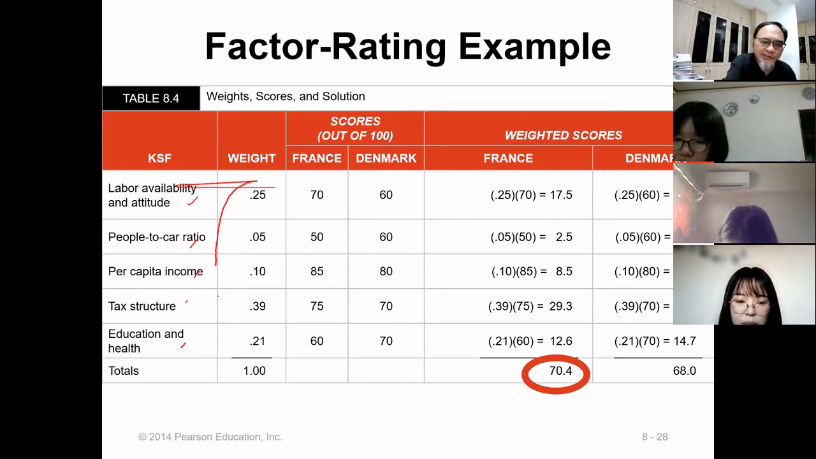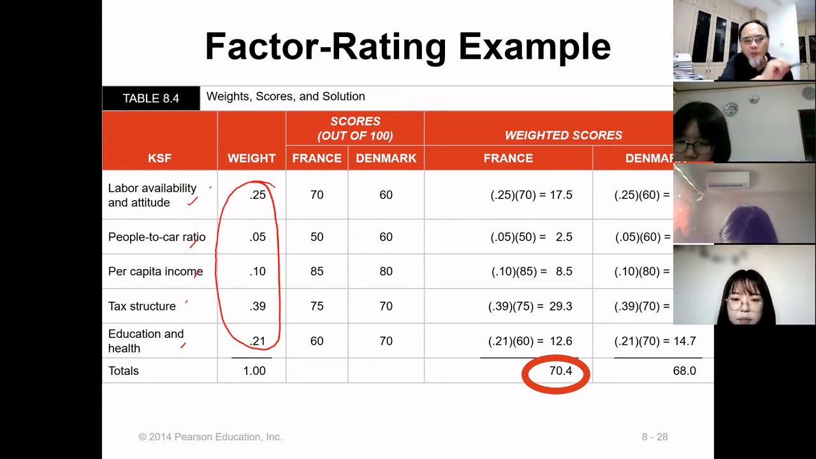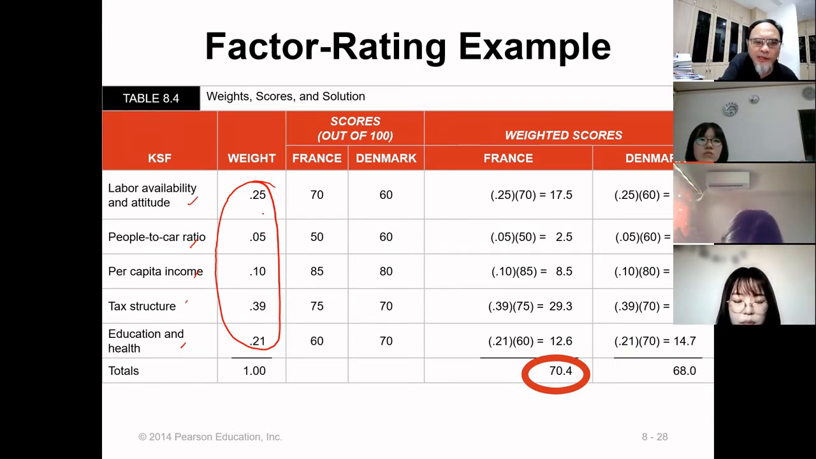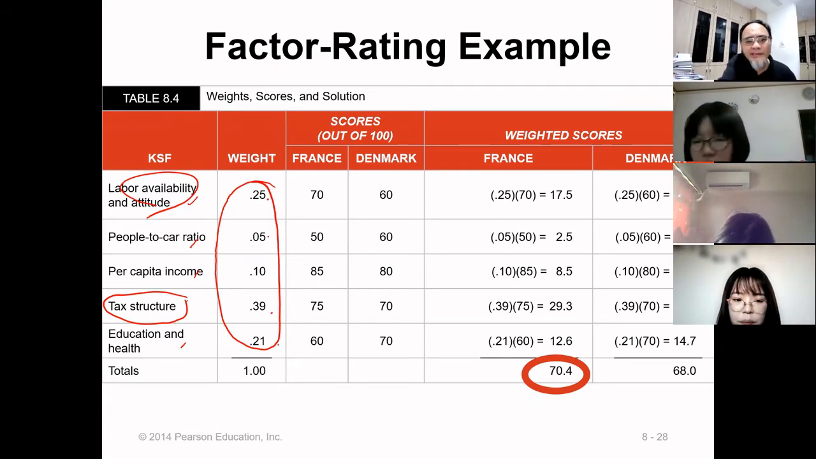This is what I said just now, the weights. If you look at it, it is very detailed, 0.39, 0.21, and they have a method of coming up with it. But if you don't want to be this accurate, you can just use one decimal place: 0.4, 0.2, 0.1, 0.05, 0.25. This is the most important, followed by this. So weights are given for each factor. It must total 1.